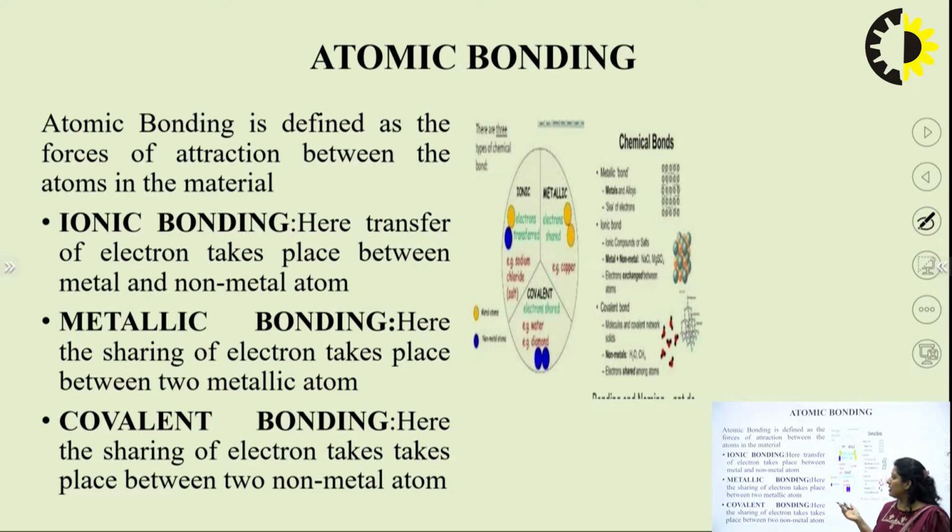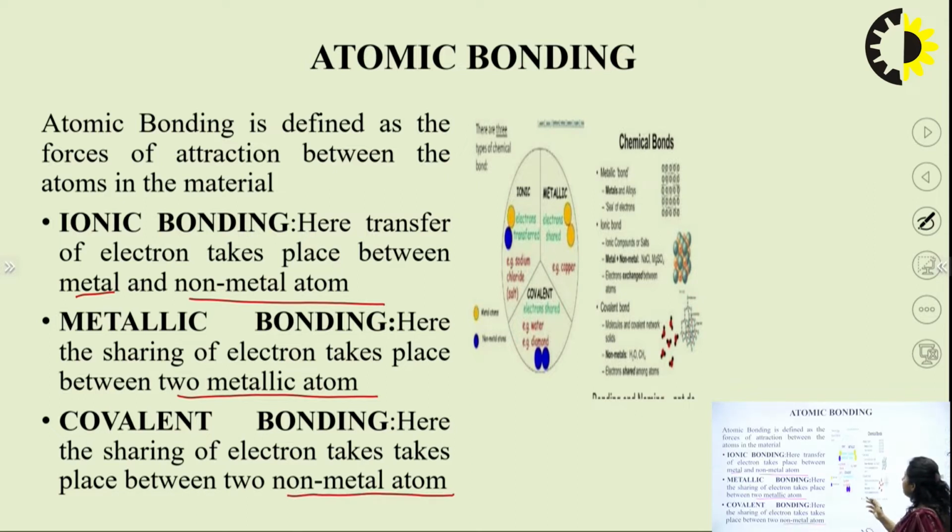The next one is the metallic bonding. Here the sharing of electrons takes place between two metallic atoms. So if there are two metallic atoms, there will be a sharing of electrons and it will form a metallic bonding. Next is the covalent bonding. Here the sharing of electrons takes place between two non-metal atoms. So what we have got is that in the ionic bonding, we have one metal and one non-metal atom. In the metallic bonding, both the atoms will be metals. And in the covalent bonding, we have two non-metal atoms.